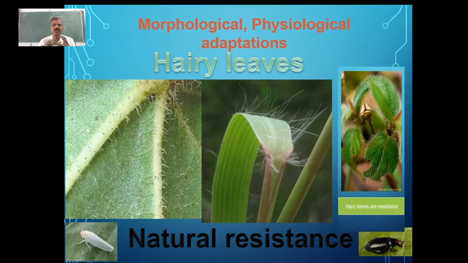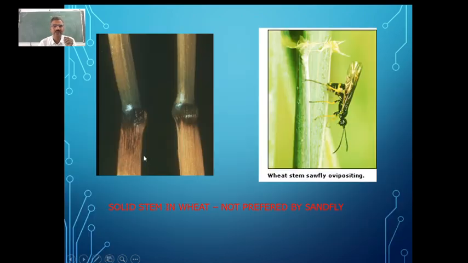Naturally, many plants have their own mechanism, either structural, that is morphological, or physiological, which is also called biochemical adaptations. If you look at this one, many plants have hairy leaves. In the case of tomato, you might have seen. In the case of maize, you might have seen. So like that, they have hairy leaves. Because of the hairy leaves, the insects cannot feed on them. They cannot grow. They become a hindrance to the insect here.